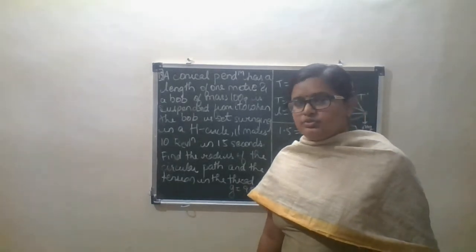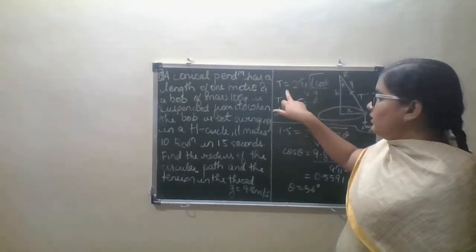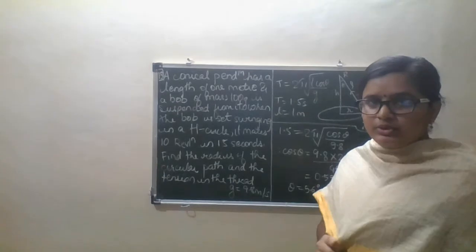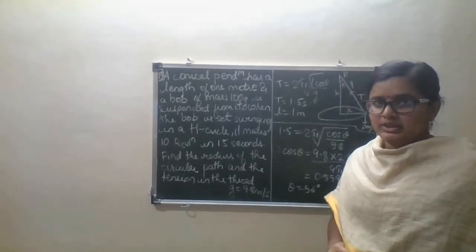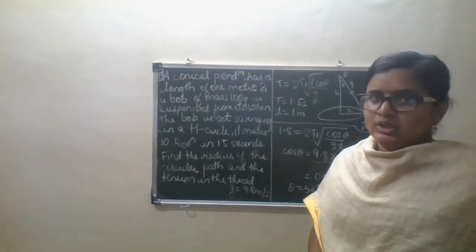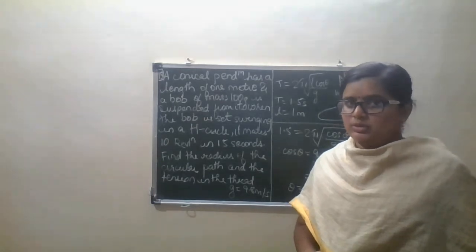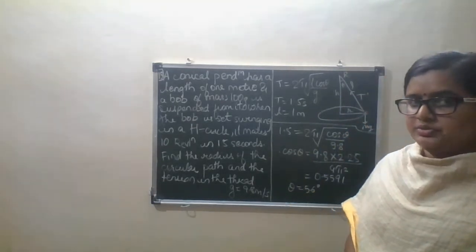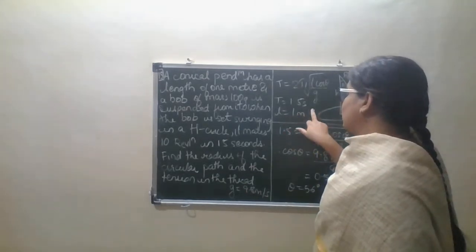For that we have to find theta. So what is the time period of the conical pendulum? We know it is T is equal to 2 pi under root of L cos theta upon g. This is the time period of the conical pendulum. Here we are given that T is 1.5 second.